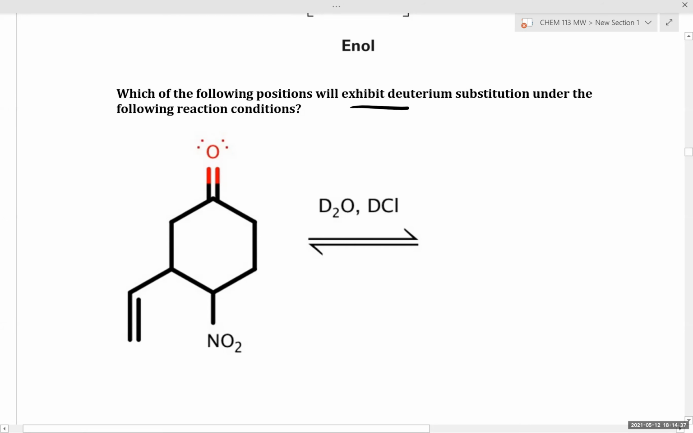Which of these positions can we generate a substantial amount of enol tautomer under acidic conditions? So let's take about 3 to 4 minutes to work through this example. And in this case, it would really be best served if you annotate on or circle what carbon positions in this molecule you would expect to see deuterium incorporation.